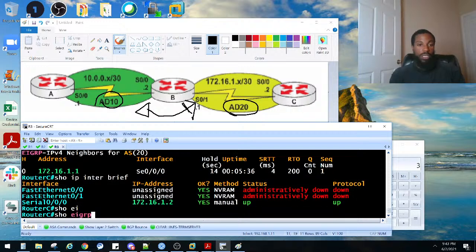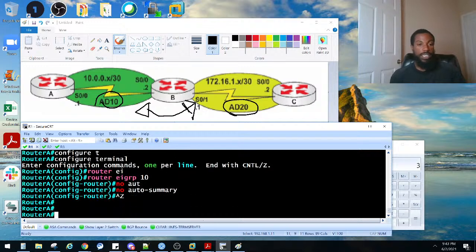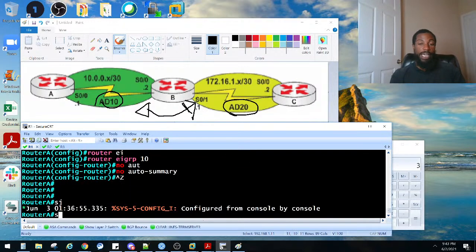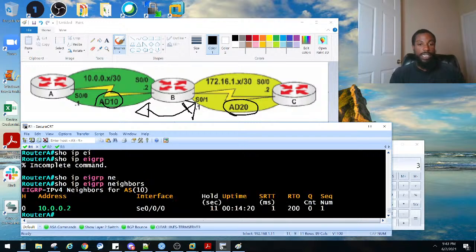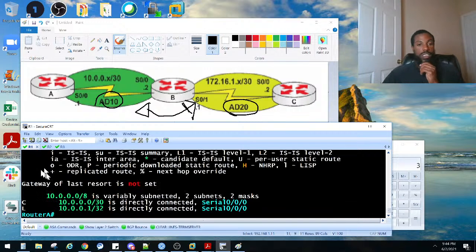Show EIGRP. He's not learning any EIGRP routes. Router A should get some. He should learn about the 172 network. Show IP EIGRP neighbors. He has that as a neighbor. Show IP routes. Yeah, see? Interesting.